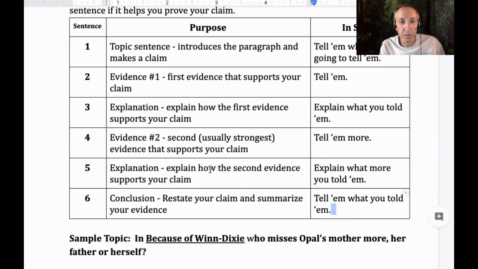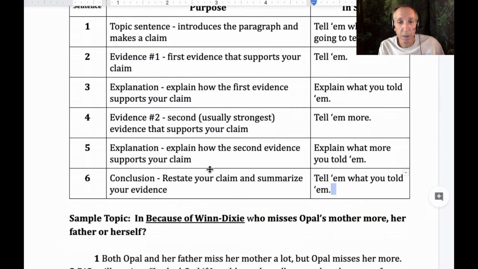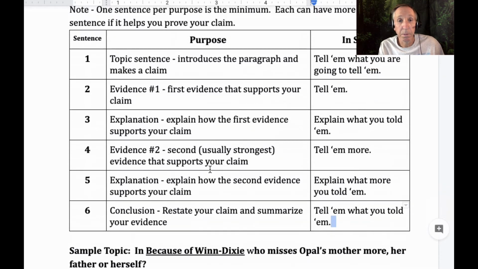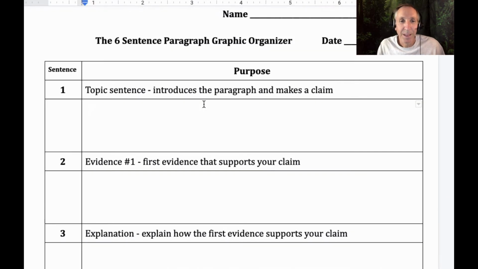In the book, Because of Winn-Dixie, the topic is who misses Opal's mother more, her father or herself? And before I go further, I also have a 6-sentence paragraph graphic organizer that you might want to fill out just to get some ideas down in case you're not ready to start writing these things out. If you're ready to start writing this paragraph out line by line, then go ahead. But if you want to jot some ideas, here's how you can do it.